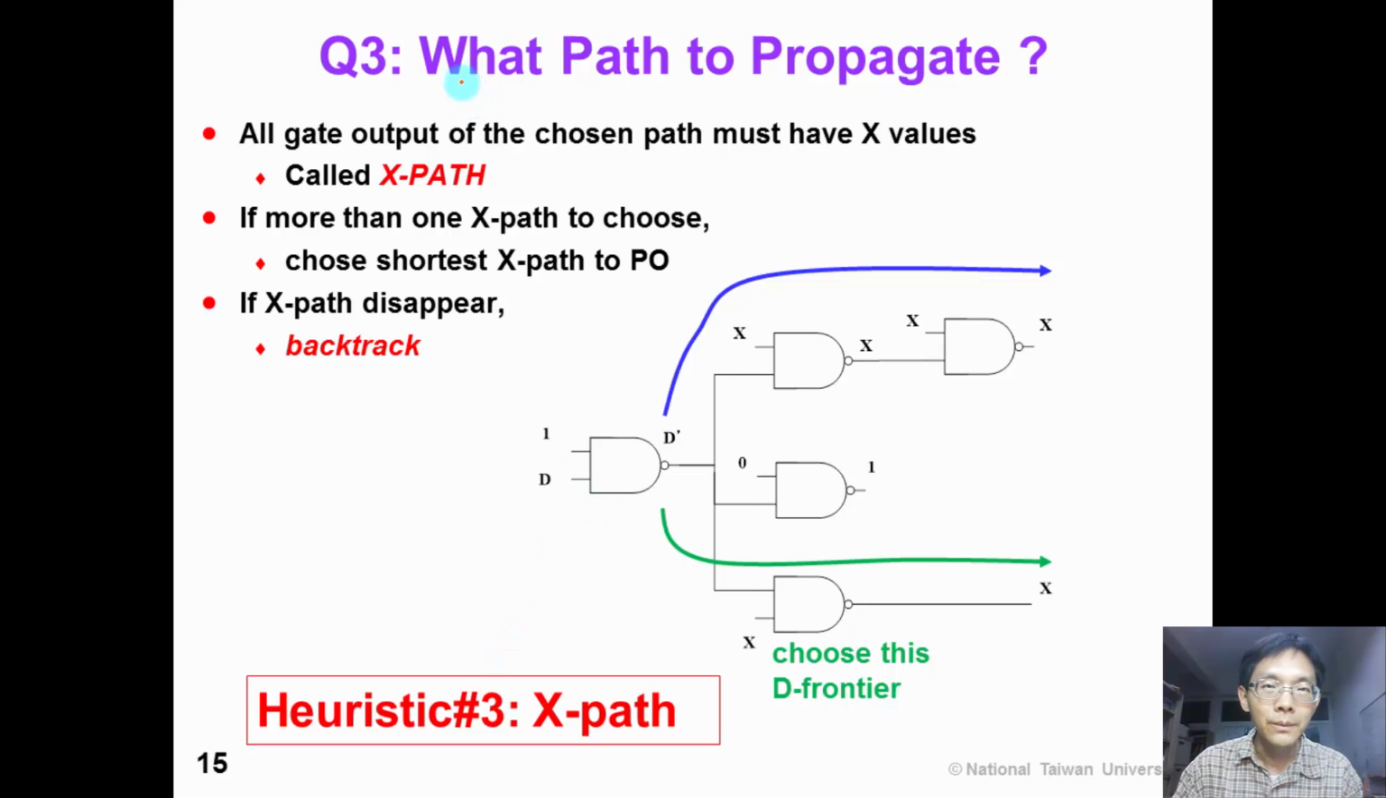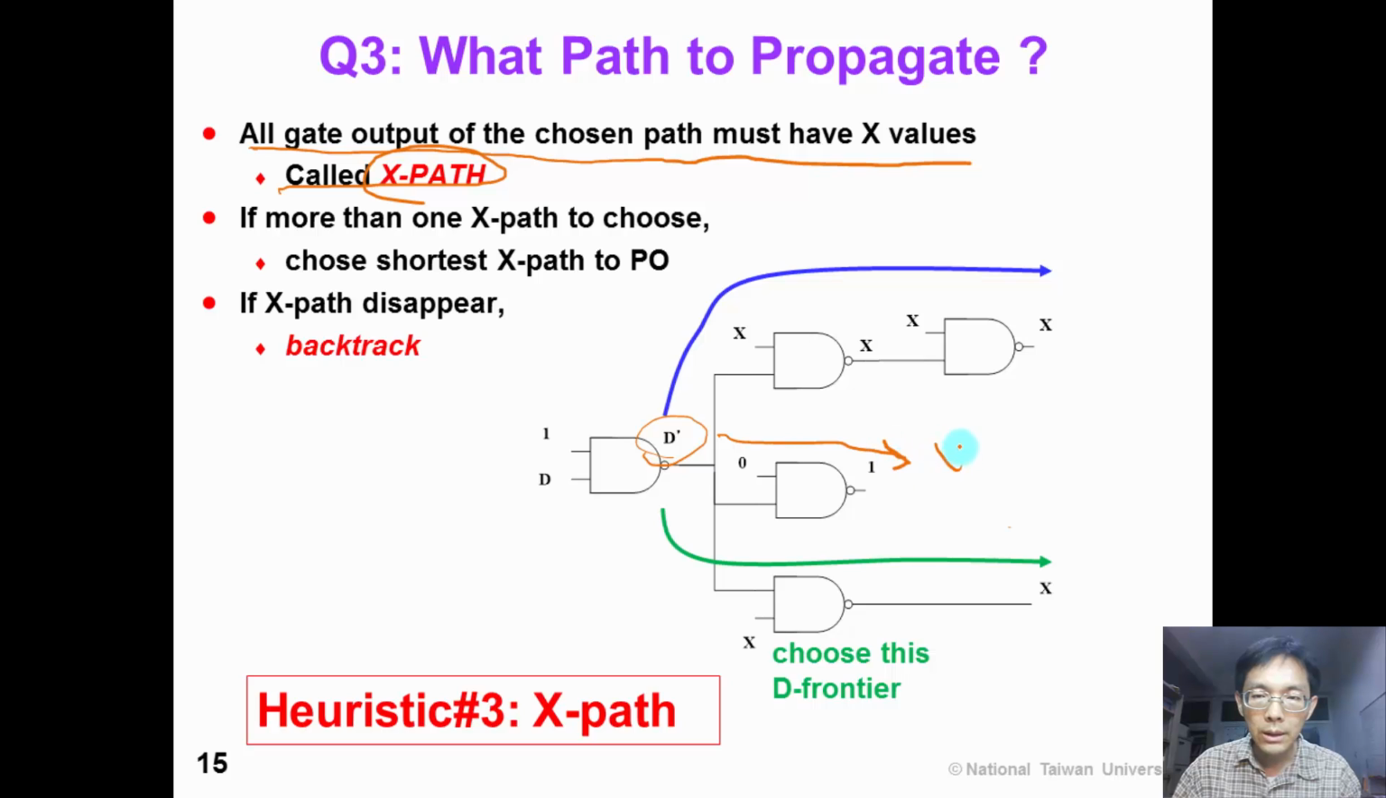Question number 3. What path do we propagate? There are many possible paths to propagate the D or D prime to primary output. For a successful propagation, all gate outputs of the chosen path must have X values. This is called an X path in the PODEM algorithm. For this example, in this circuit, if we want to propagate the D prime, we have two X paths, the blue path or the green path.